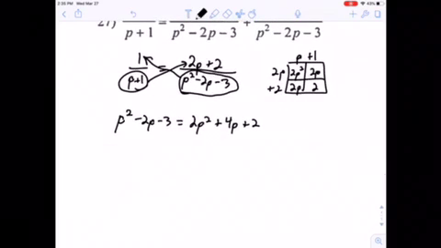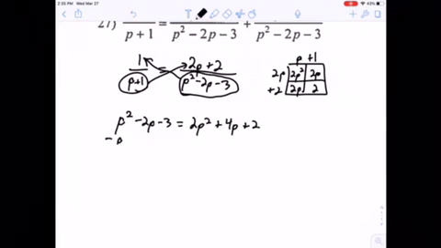Now solve this. It's quadratic, so get everything to one side. So I'm going to move this p squared over. I'm going to move this 2p over. And we're going to move this 3.